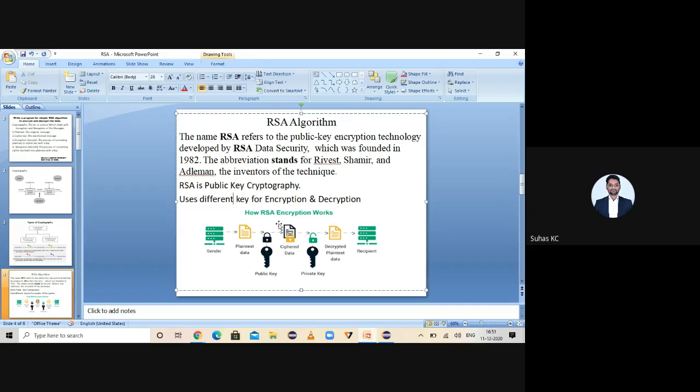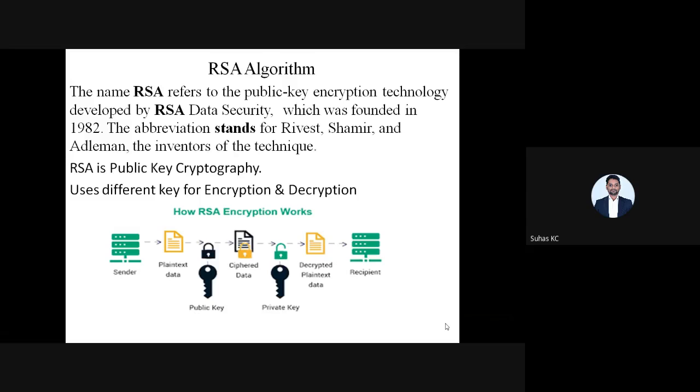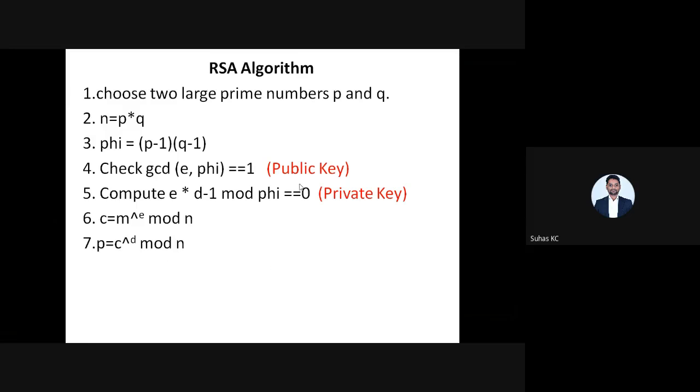In the RSA algorithm, you use the public key for encryption and the private key for decryption. The public key is known to everyone. The private key is known only to the authorized person. That's it. So the RSA algorithm is asymmetric key cryptography, or you can also call it public key cryptography. Now we'll discuss how exactly this algorithm works.